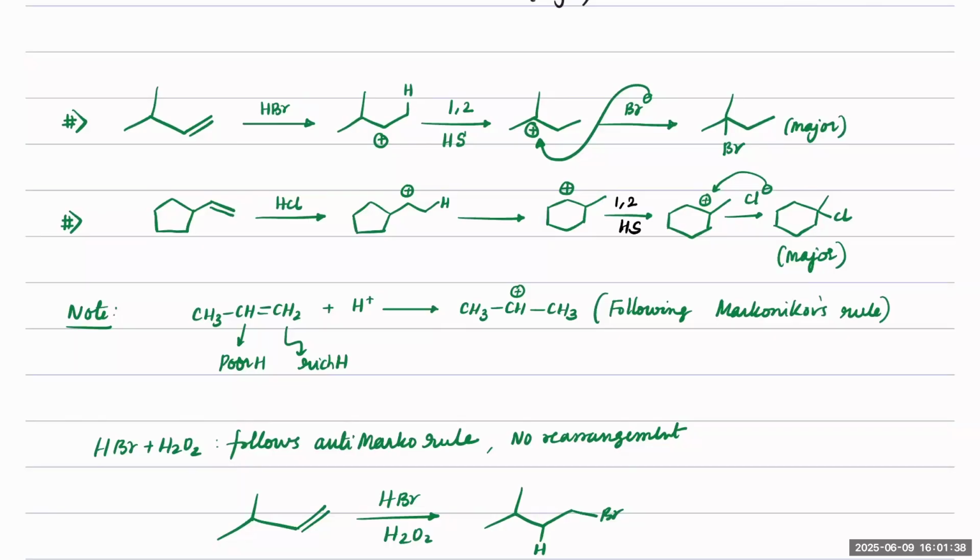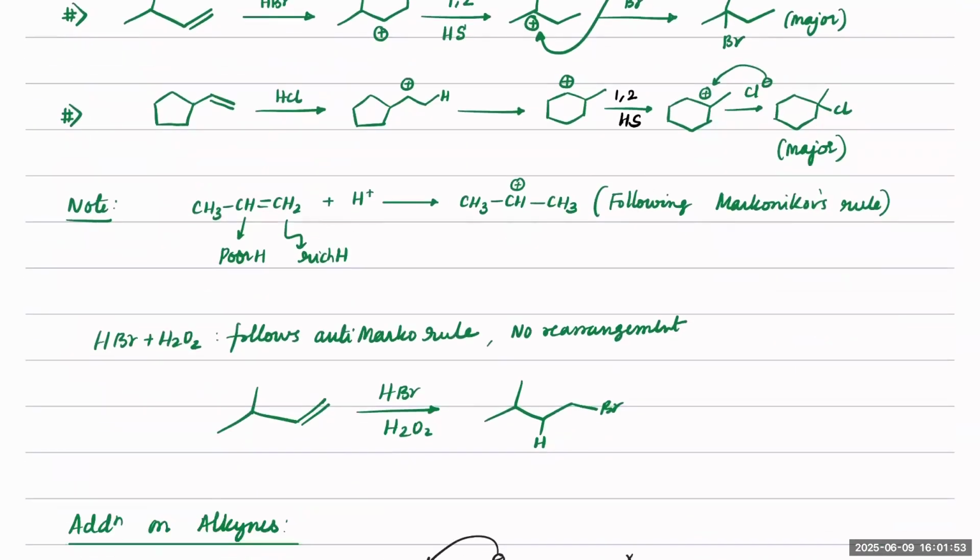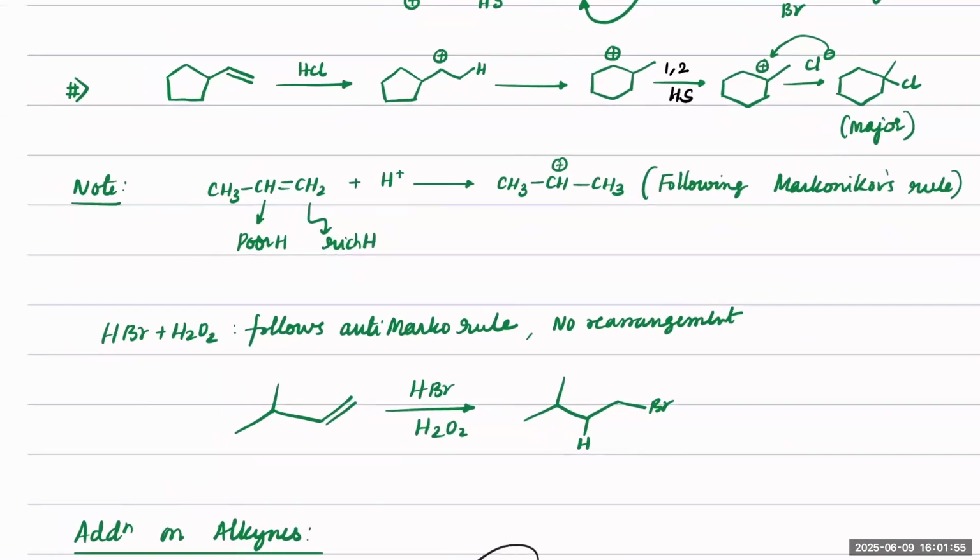And once you get that carbocation, Cl minus will attack, and thus you will get the major product as this one. Am I clear on that? Yes, sir. Any issue here? No. All good? Right. Now, notice this is an unsymmetrical alkene.